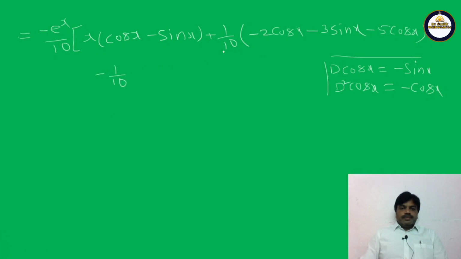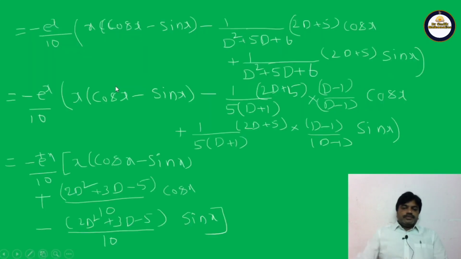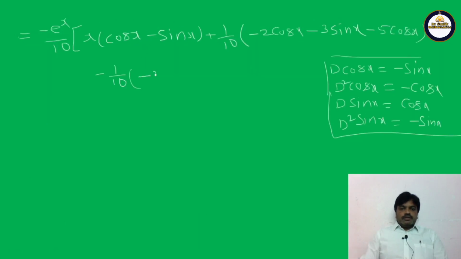1 by 10, here derivative of sin x is cos x, d square of sin x is minus sin x, so here we get 2, d square of sin x is minus sin x, so minus 2 sin x, plus 3 into cos x, minus 5 into sin x, bracket close, again total bracket put here.